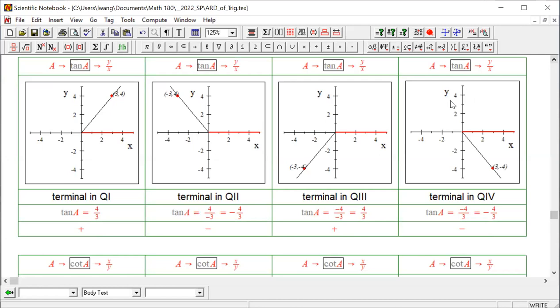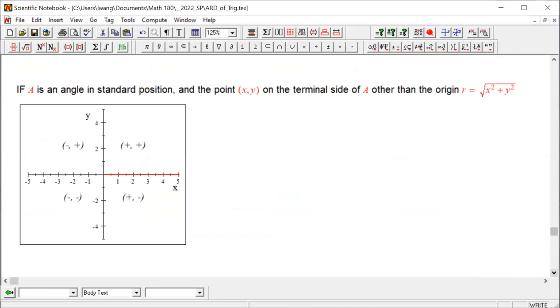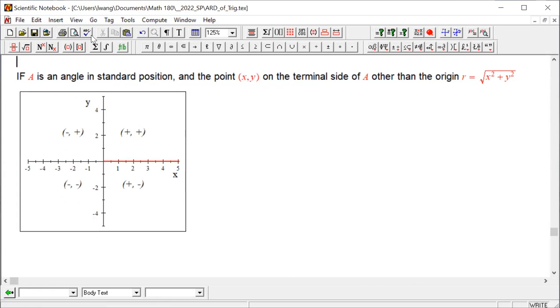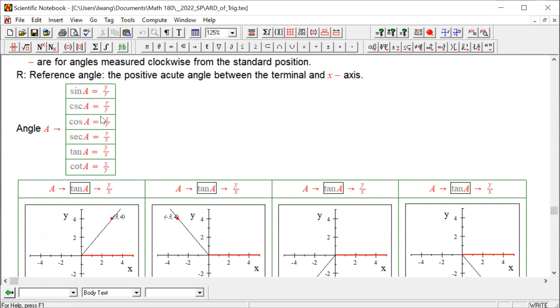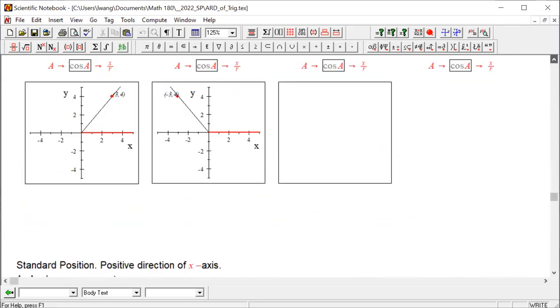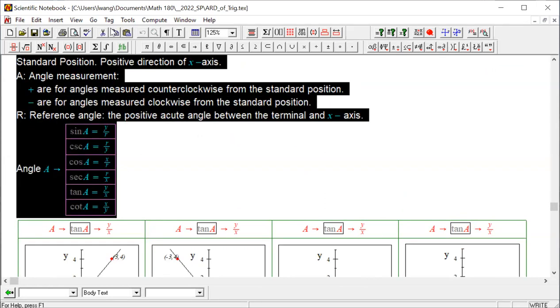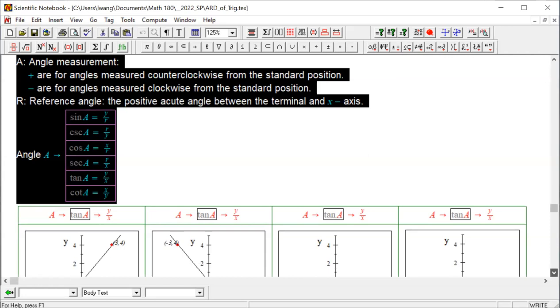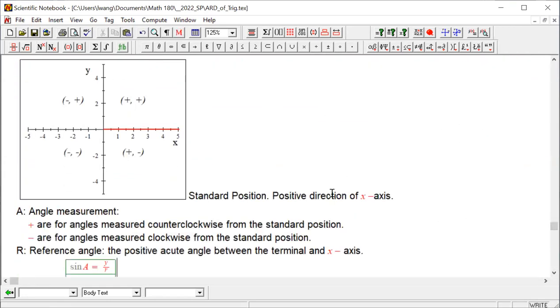And here, as a summary, we can tell the sign of different functions in different quadrants because of where the terminal is. Here I prepare a picture. From the definition, I wish to give you a little more compact summary about the sine in different quadrants, when the terminal terminates in different quadrants.